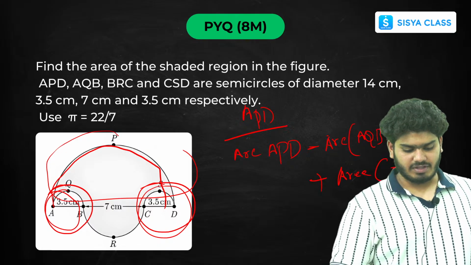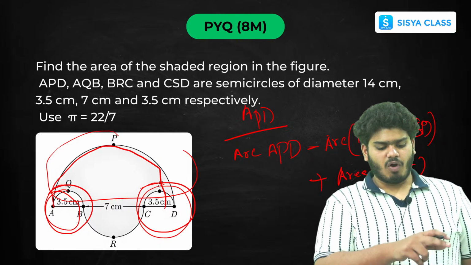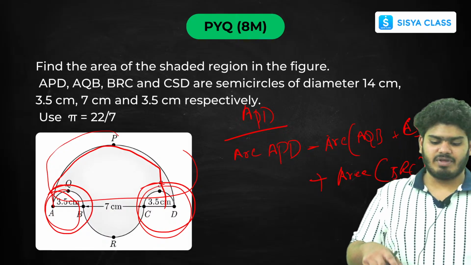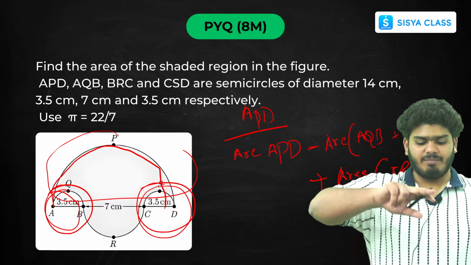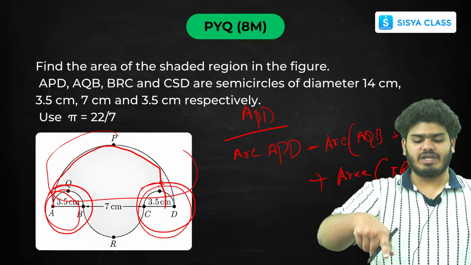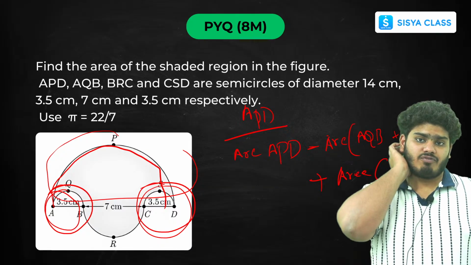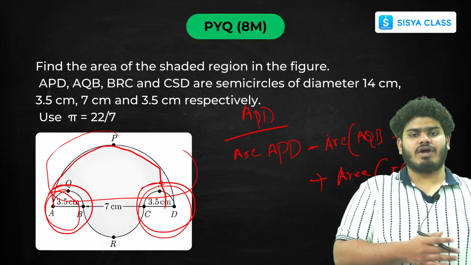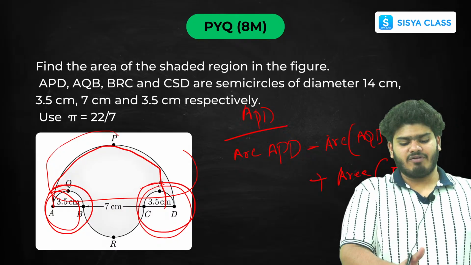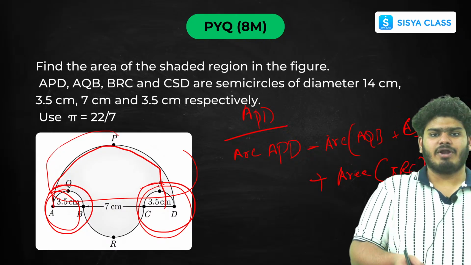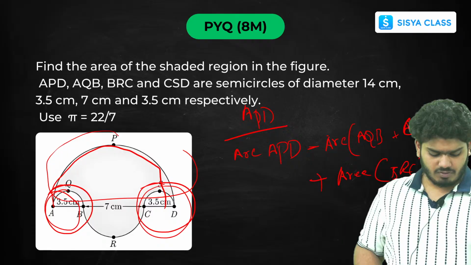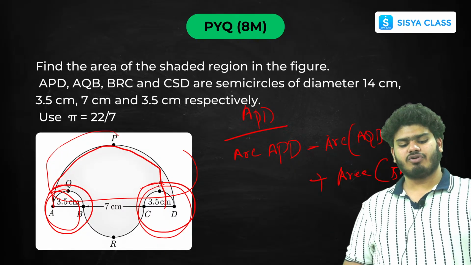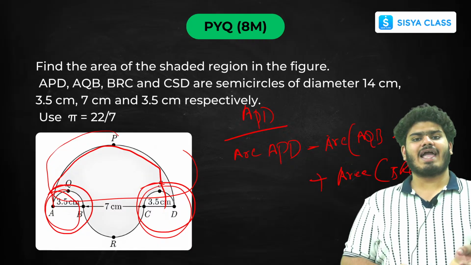Okay, we will be finding that. So remember, what is the diameter of the big semicircle APD? The radius of the APD semicircle, the diameter is 14, so the radius is 14/2, which is 7 centimeter. For BRC, the diameter is 7, so the radius is 3.5, which will be 7/2. The radius is 7/4. Why I was taking 7/4 is that it will be easy for us, because they have asked you to use the pi value as 22/7. So it helps us do the calculation easily.